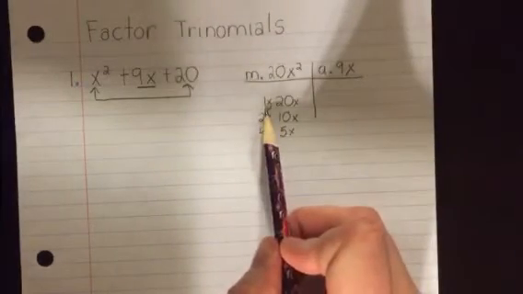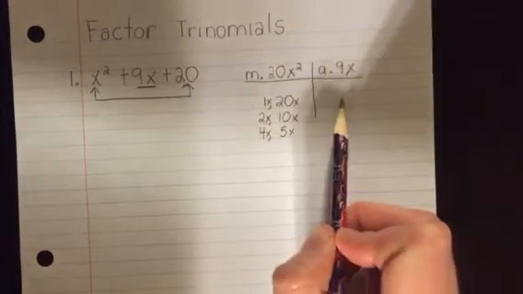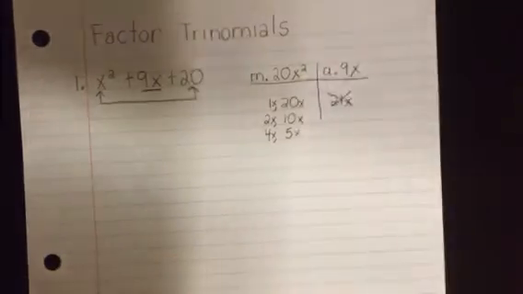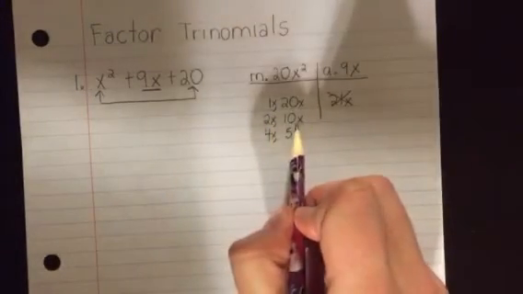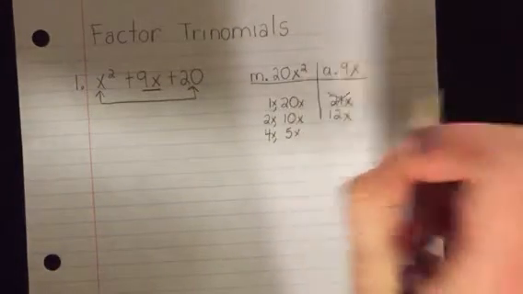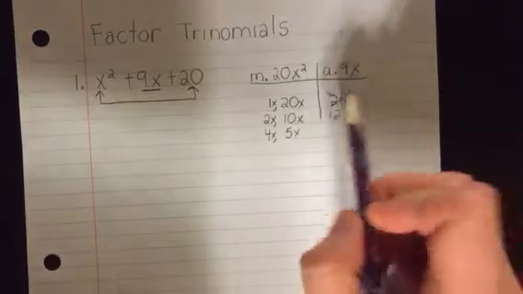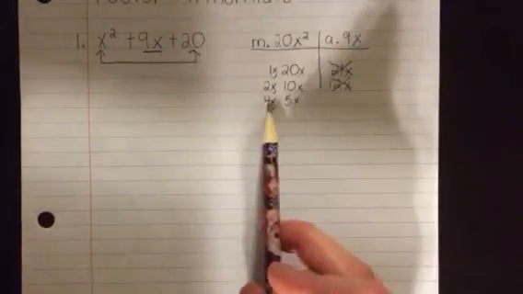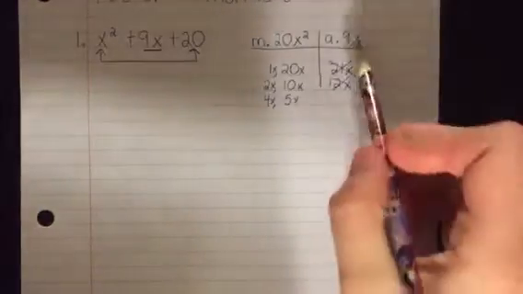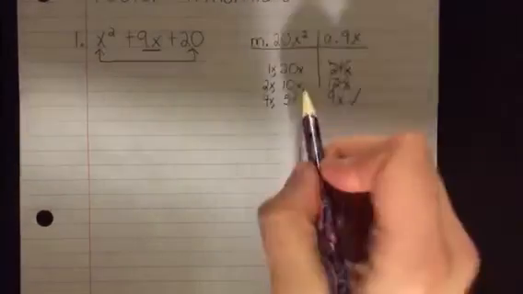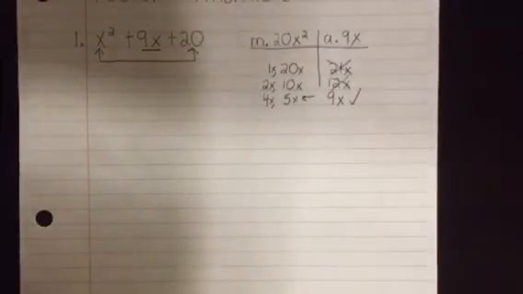And that's the only way I'm going to be able to add these two guys to equal 9x. So is 1x plus 20x equal to 9x? No, that equals 21x, so that's not right. Okay, 2x times 10x, or excuse me, 2x plus 10x is 12x, which is not what I want. I want 9x, so that's not right either. So the only one that I have left, and cross your fingers, is 4x plus 5x. Does 4x plus 5x equal 9x? Well, yes it does. So these are your special numbers.